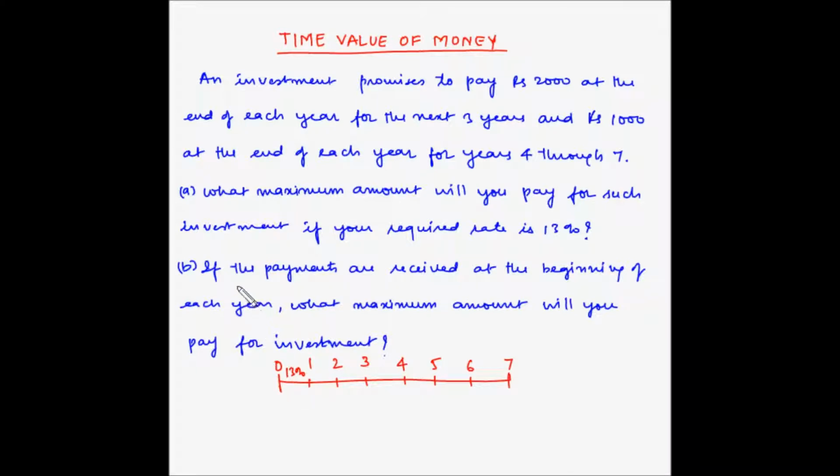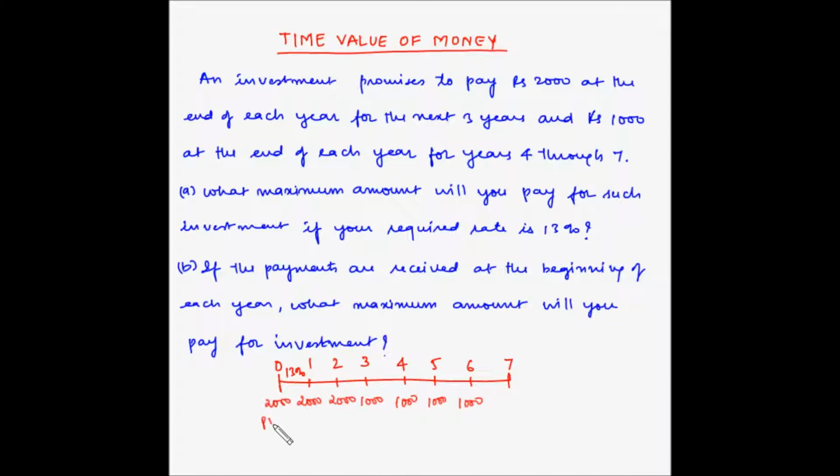So now part B says that if the payments are received at the beginning of each year, what maximum amount will you pay for the investment? So at the beginning of first year, we are receiving 2000 rupees. At the beginning of second year, we are receiving 2000. Beginning of third year, again 2000. At the beginning of fourth, we are receiving 1000. Beginning of fifth, we are receiving 1000. Again 1000 and again 1000.